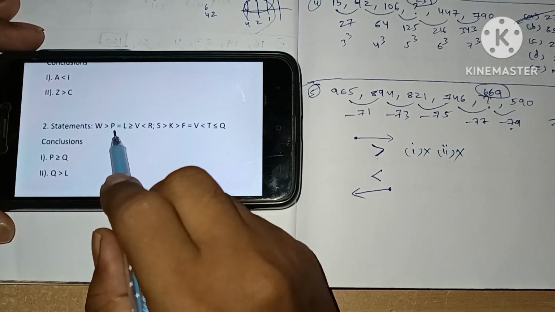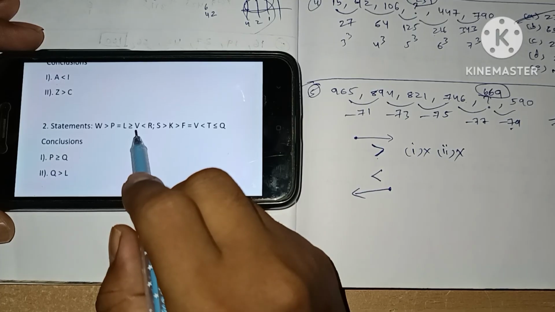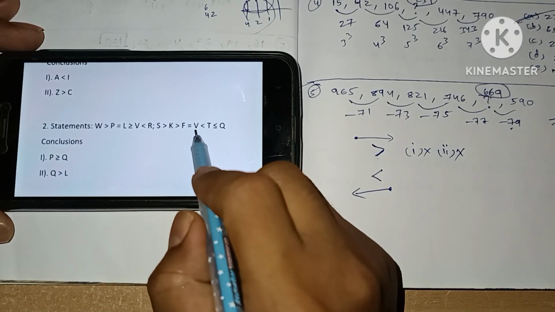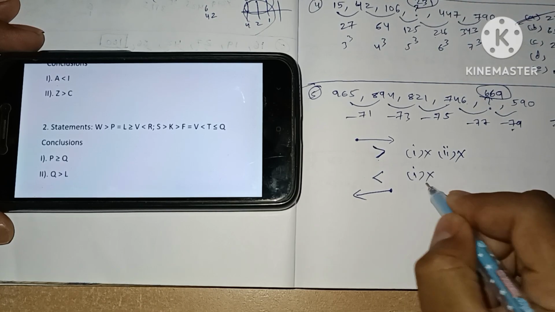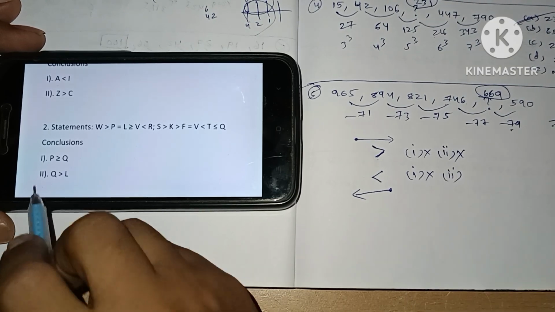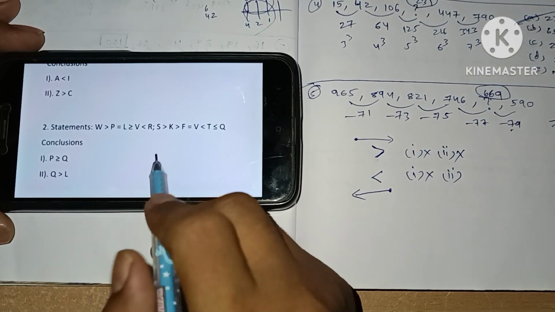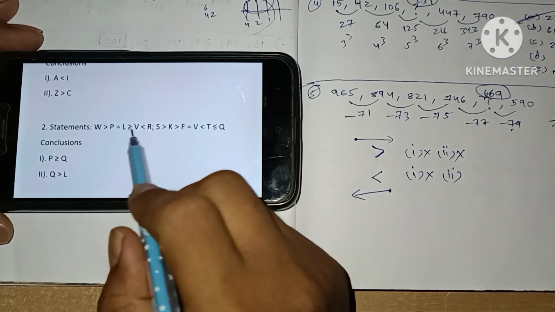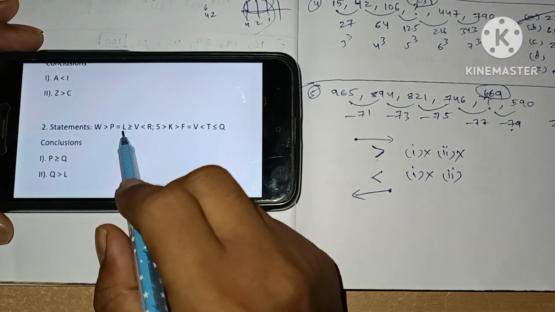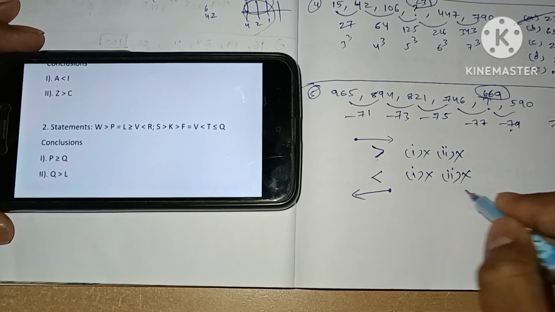From P we can reach to L, V. Okay. From V we cannot reach to Q. So first conclusion will be false. Second conclusion. The flow from Q to L. From Q we can reach to V. From V we cannot reach to L. So second conclusion is also false.